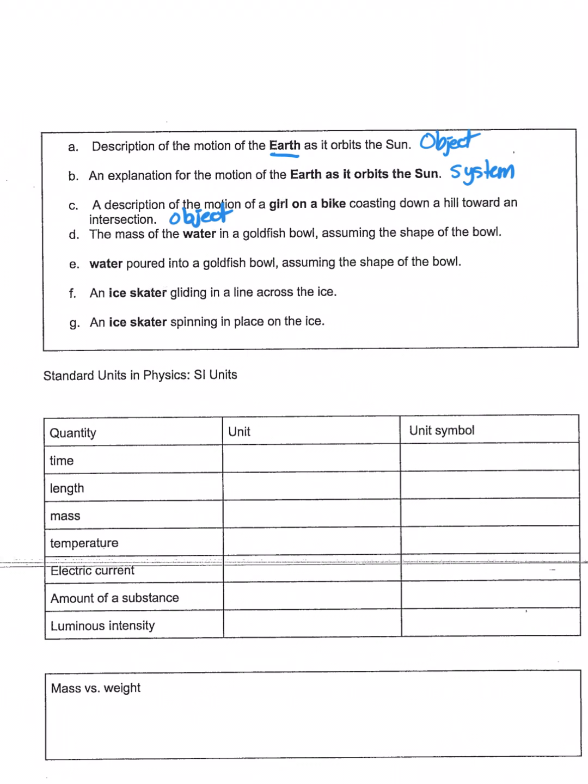All of her is going down the hill at the same time. The mass of water in a goldfish bowl, assuming the shape of the bowl. Again, this is everything, all of the water doing the same thing. So it is an object. However, water poured into a goldfish bowl changes shape. So this would be a system.